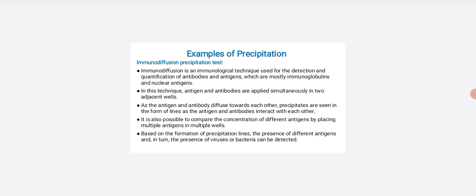It is also possible to compare the concentration of different antigens by placing multiple antigens in multiple wells. Based on the formation of the precipitin line, the presence of different antigens, and in turn the presence of virus or bacteria, can be detected.